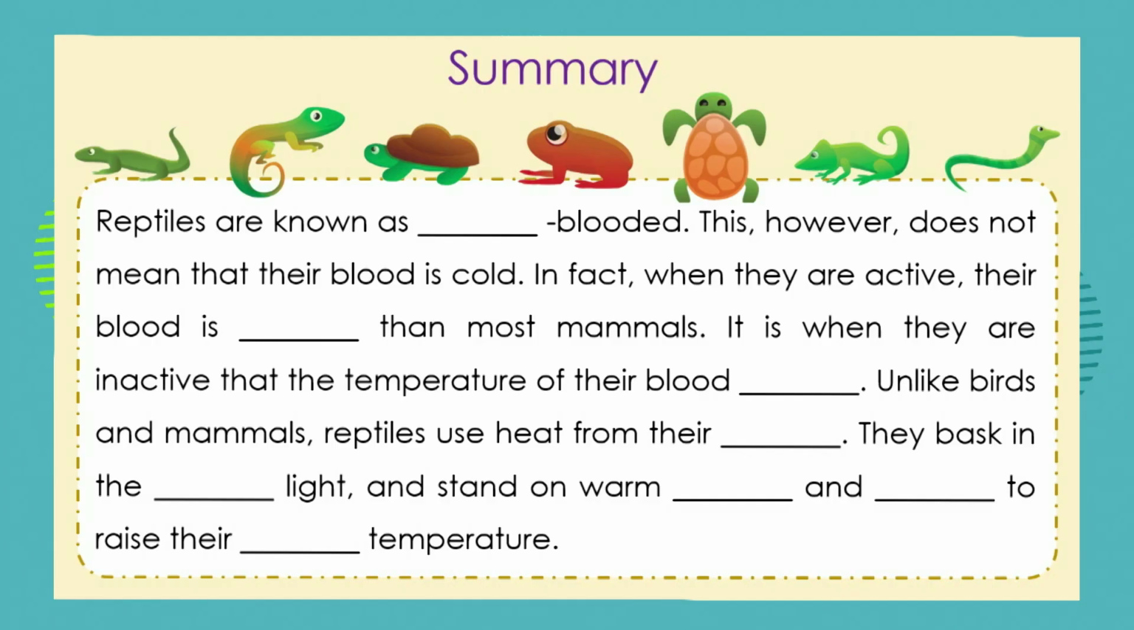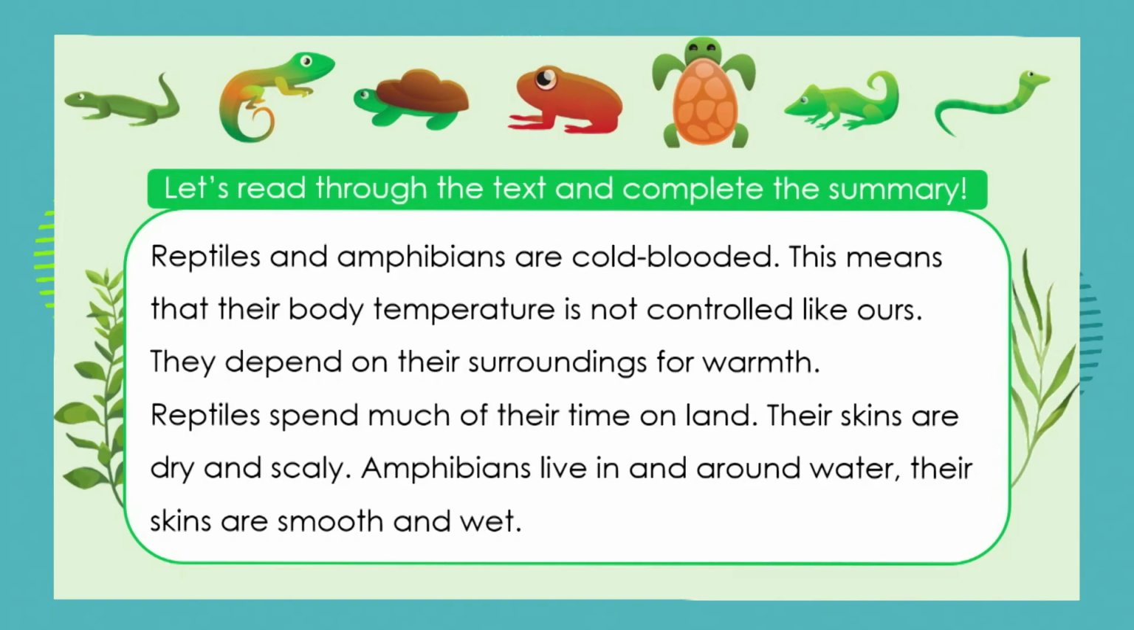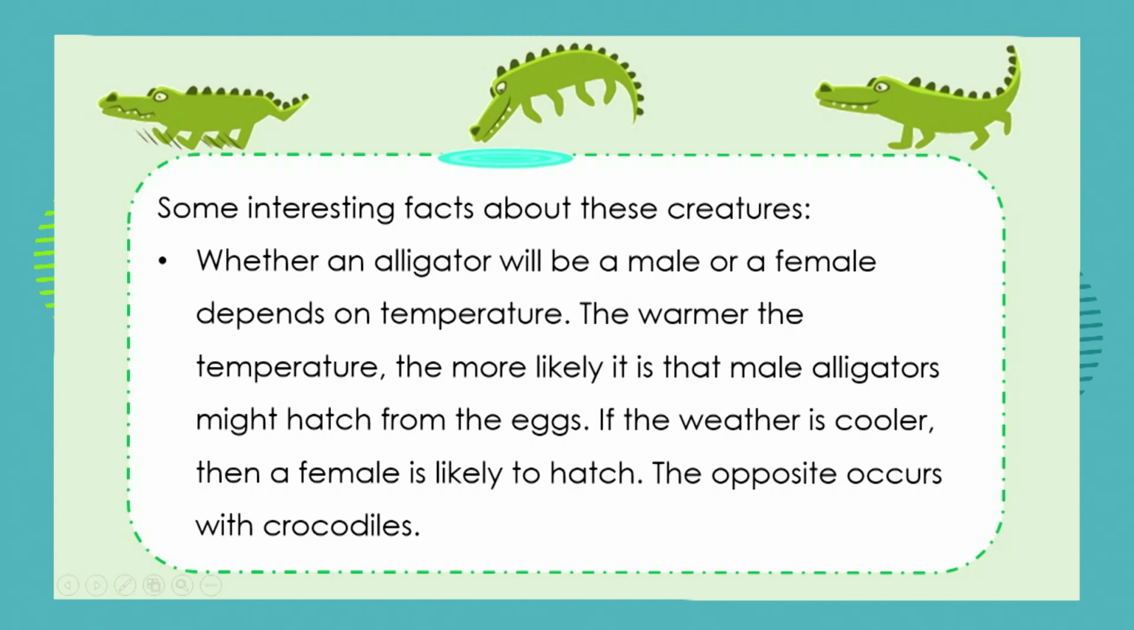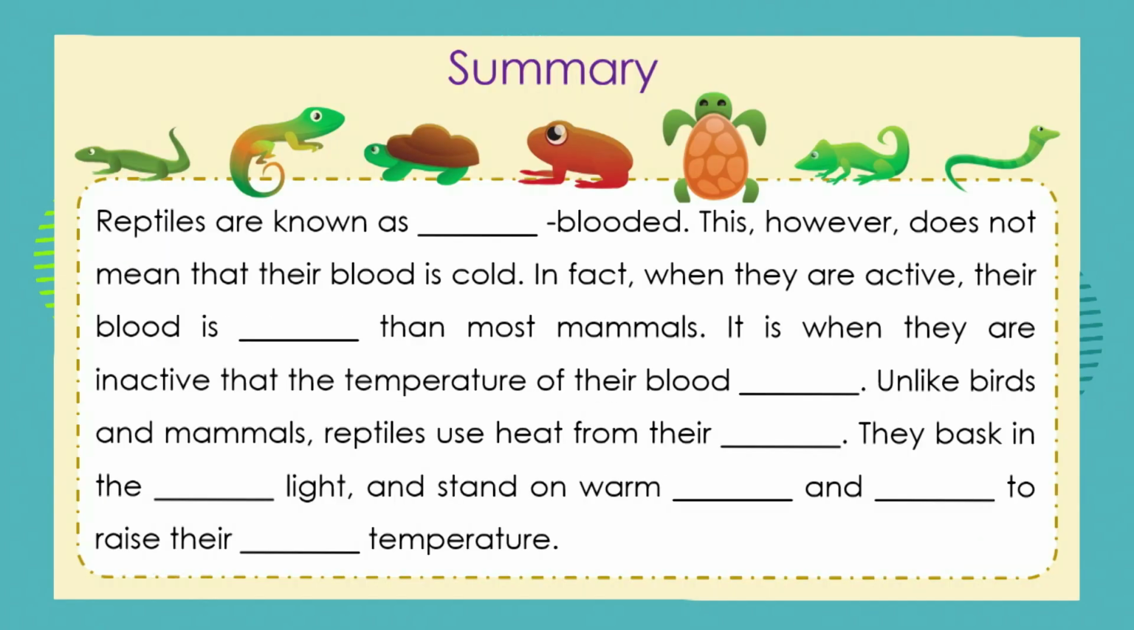So let's start. Reptiles are known as blank-blooded, right? If we go back to our text, reptiles and amphibians are known as cold-blooded. Well done, grade 4s. So what do we have to put there? We would put cold. Well done. So reptiles are known as cold-blooded. Now remember, we've done our first sentence. Let's move on to our next one.